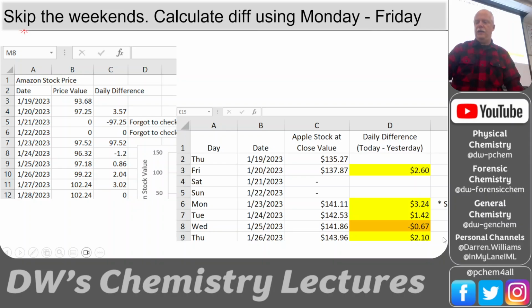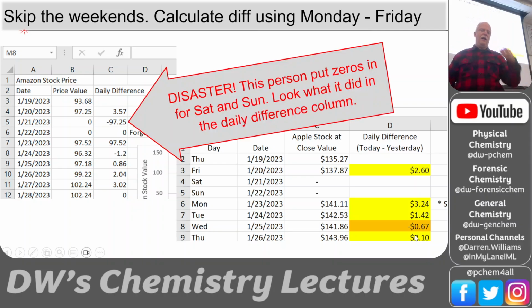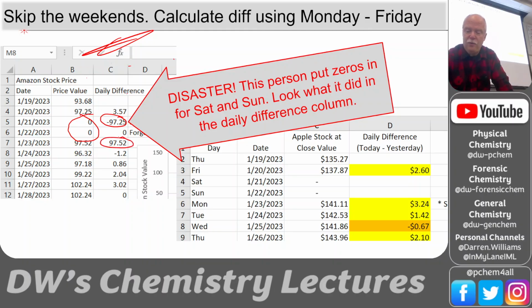And then skip the weekends. Look what this person did. They said, well, I don't have any data for the weekends, so I'm going to just put zeros in. Here they put zeros in. And so then Saturday minus Friday shows this huge thing. And then they get to Monday minus Sunday, and they get this huge thing. So every weekend, they've got this enormous jump, when there's no data on the weekends.